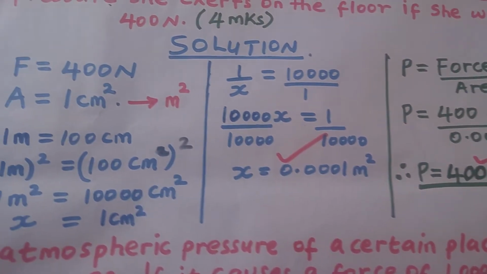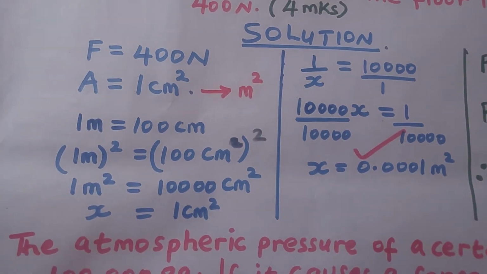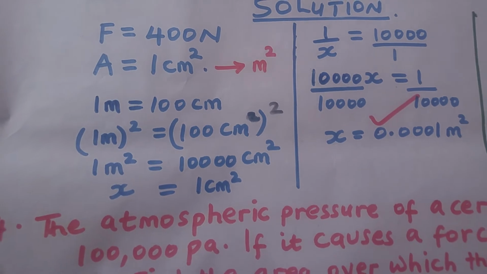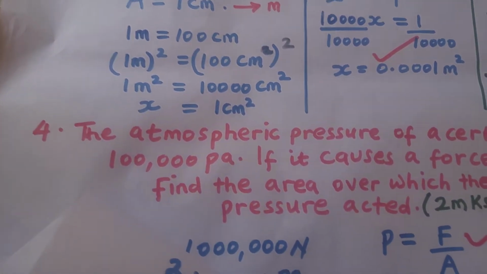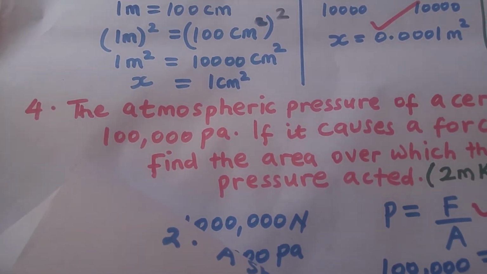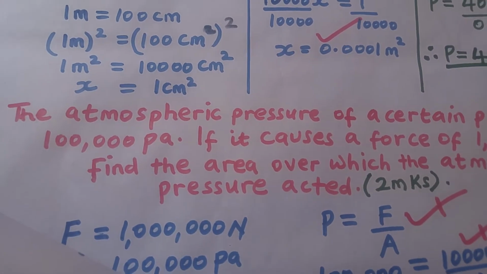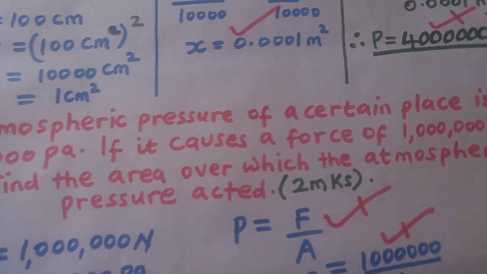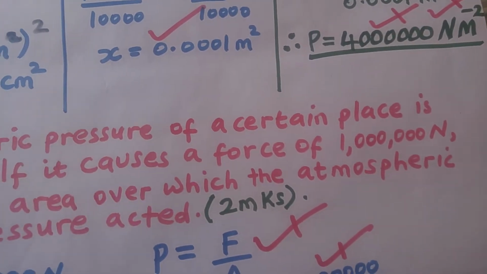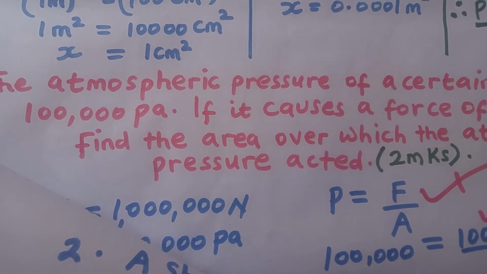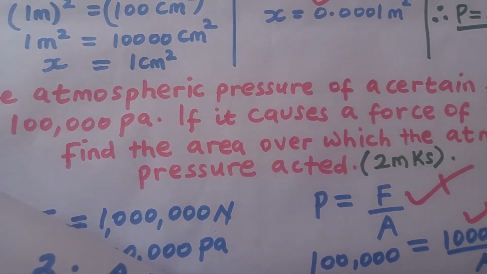So this question was a bit technical. The examiner wants to know whether you can change units from one form to another. Now let's look at question 4. This one talks about atmospheric pressure, which is really about pressure. The atmospheric pressure of a certain place is 100,000 pascals.